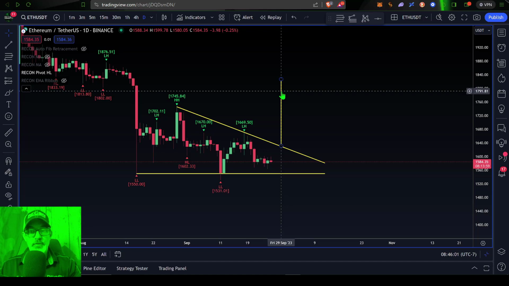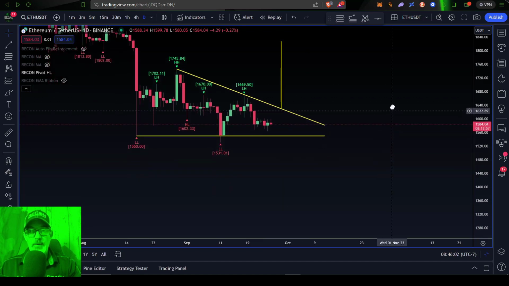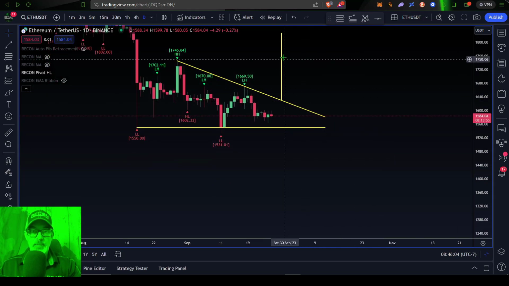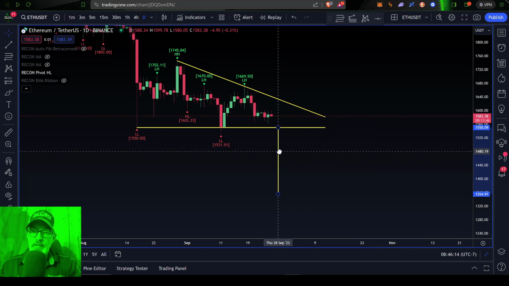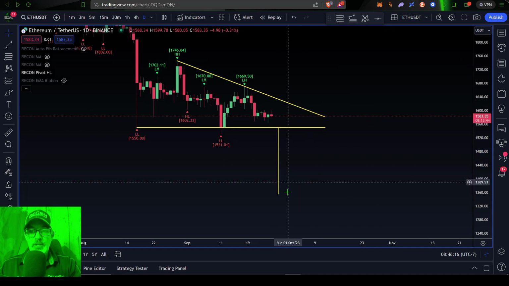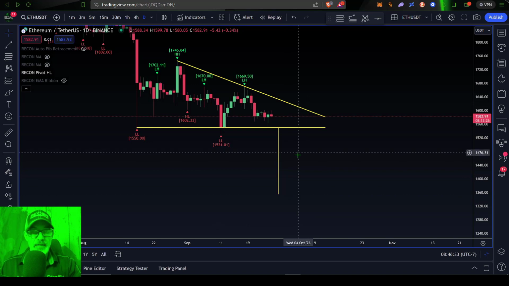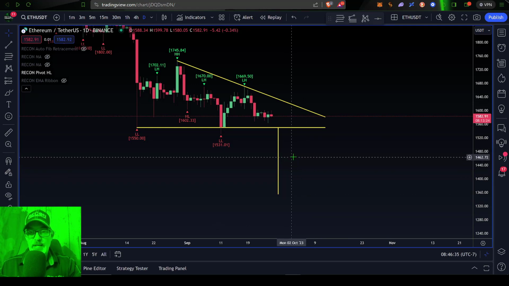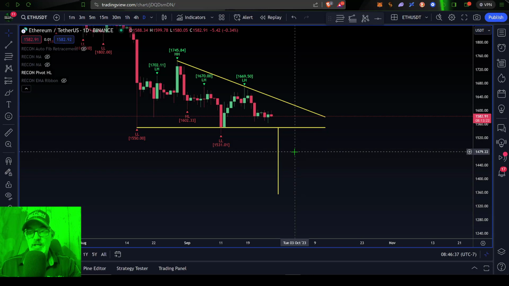However, on the flip side, if the bears are able to actually break this price down by the end of the week, then they could be looking at a target down here around 1350. Now the real target, I think, for the bears is somewhere below 1500.